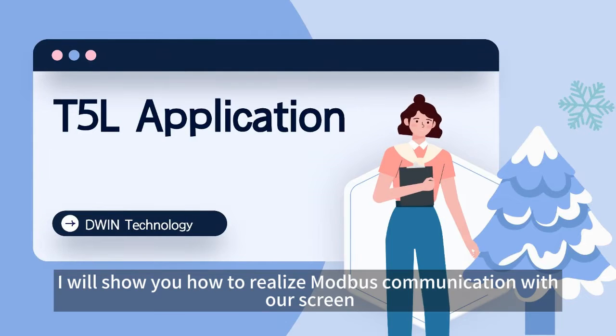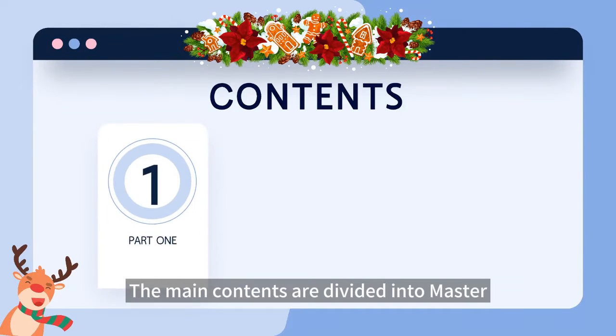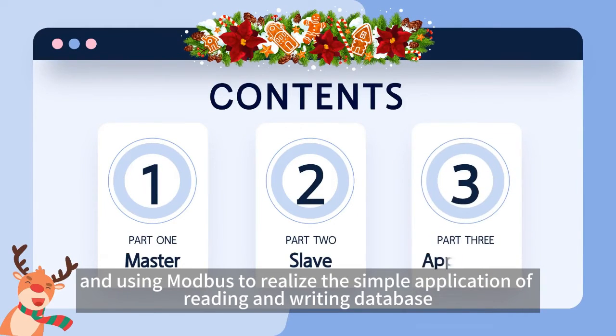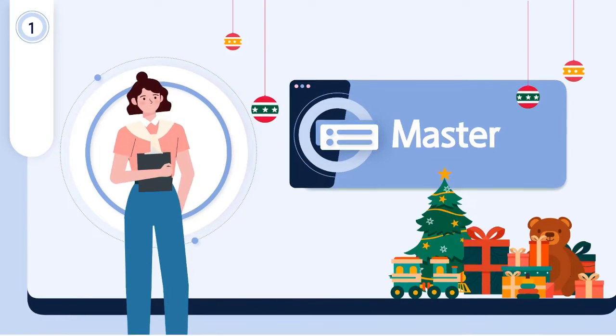This time, I will show you how to realize Modbus communication with our screen. The main contents are divided into master, slave, and using Modbus to realize the simple application of reading and writing database. The first part is screen as master.